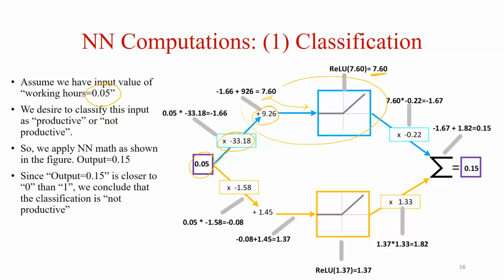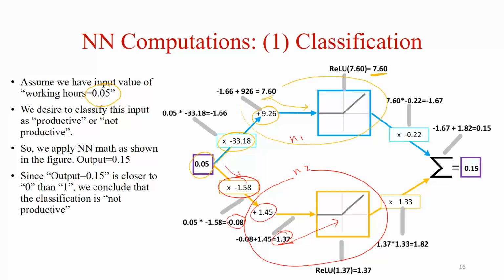At the same time, we go to the other connection. The weight here is minus 1.58. And this is the result of multiplying the input with the weight. We add the bias here, which is 1.45, which gives the result of 1.37. We apply it to the ReLU. So you can see, by the way, this is going to node 2. So this is node 1 and this is node 2, and 1.37 we apply to the ReLU, and the result will be 1.37.